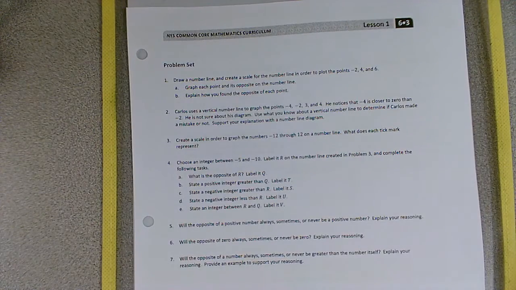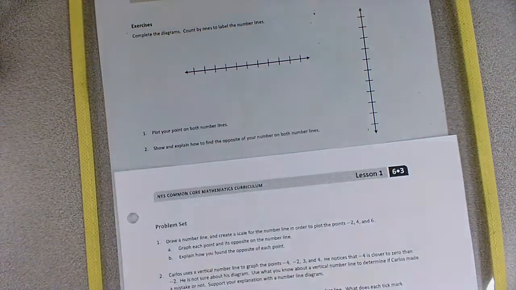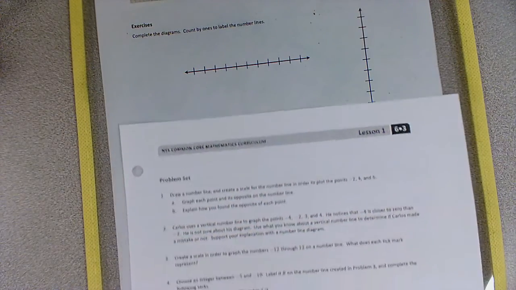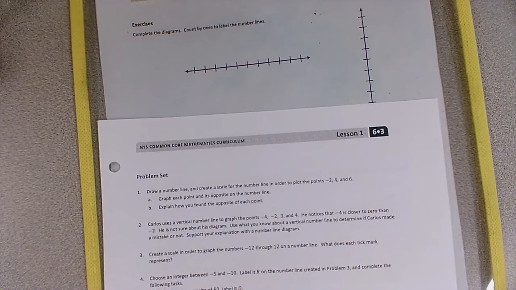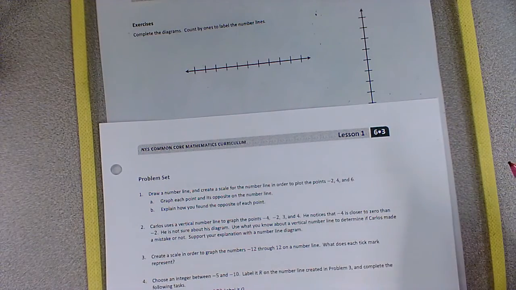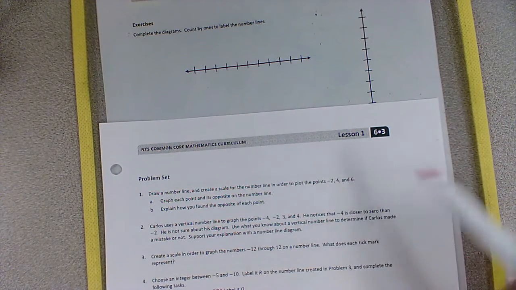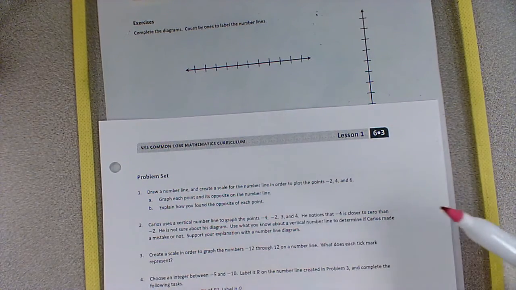So your independent practice page looks like this. It's giving you a list of things to do. If you want to, you can print out more number lines online, or you can draw them on a piece of paper. On your number line, you're going to create a scale, or just label your number line in order so that you can plot these 3 points: -2, -4, -6. Then you'll find each opposite and give me a short sentence explaining how you found them.